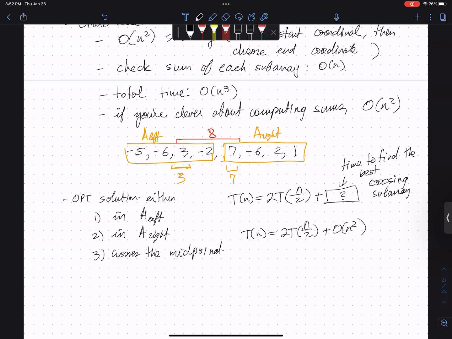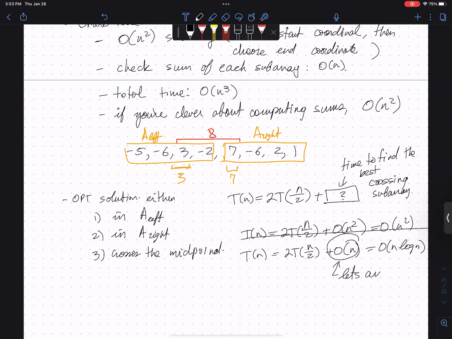Right, so by master theorem, the degree here is 2, log base 2 of 2 is 1. So this dominates. So this whole thing would be n squared, which is not good. I mean, this is what our brute force algorithm would have given us. But if that term takes linear time, then this evaluates to, and this you've seen, the merge sort recurrence. So this is n log n, and this would be good. Right, so let's aim for this. We need a linear time algorithm to find the best crossing subarray.